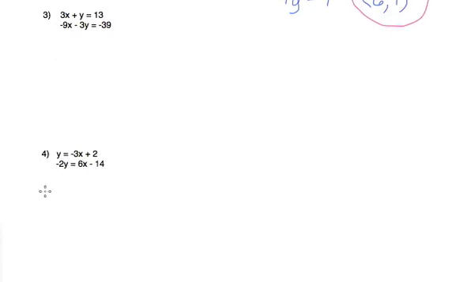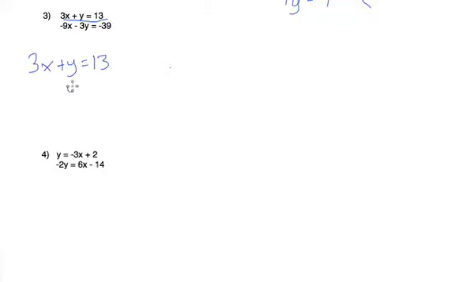Number 3. 3x plus y equals 13, and negative 9x minus 3y equals negative 39. I'm going to choose to describe y in terms of x using this equation because y is by itself. That's 3x plus y equals 13. If I subtract 3x from both sides, I get y equals 13 minus 3x.